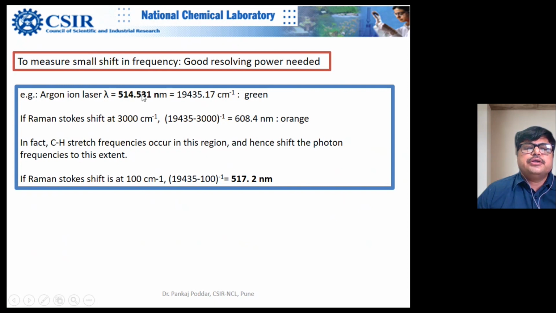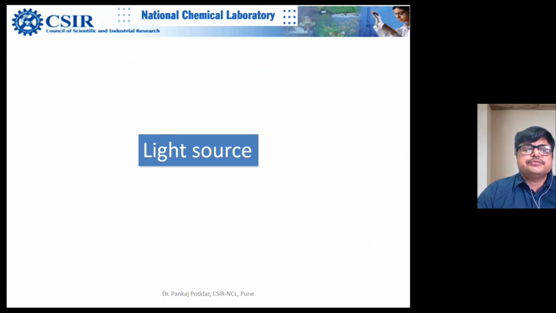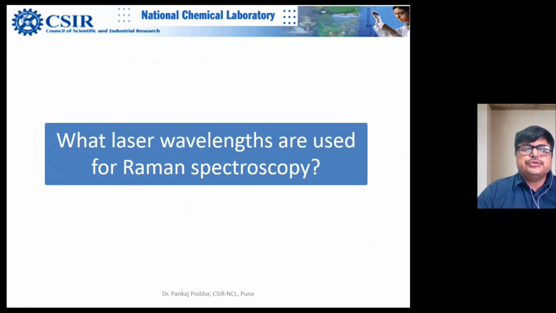It should have a very small bandwidth, because you don't want to block this. That's the reason, if your filter is bad, you are blocking this also, because it gets too close. But people generally record 10 centimeter inverse also. You can see that 10 centimeter inverse is very close to the source energy. So it gets really challenging and expensive to use that kind of high-end optics.